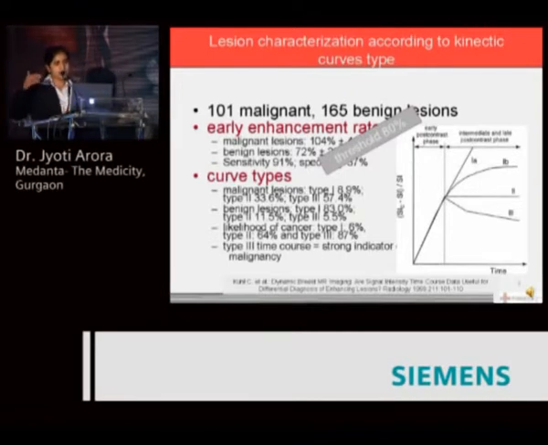But if the uptake continues, if there's a persistent uptake of contrast, that would give a type 1 curve, which is mostly seen in benign lesions, but still there is a 6% likelihood that there might be a cancer. In between the two are the type 2 curves, where there is plus or minus 10% washout or persistent uptake, which again have more chances of cancer than of a benign lesion.